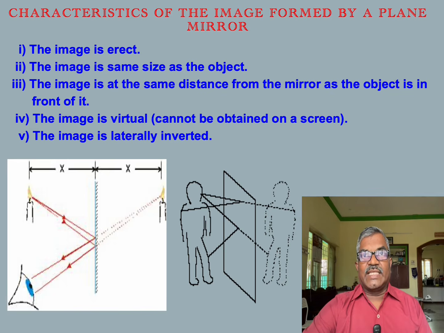Suppose you are standing in front of the mirror and you are moving towards the mirror, the image also appears to move towards you. So that is the phenomenon. Further, the image is laterally inverted. What is laterally inverted here? It means the left appears right and right appears left. So standing in front of the mirror, if you raise your left hand, it appears to be the right, and if you raise your right hand, it appears to be the left. So that is laterally inverted.